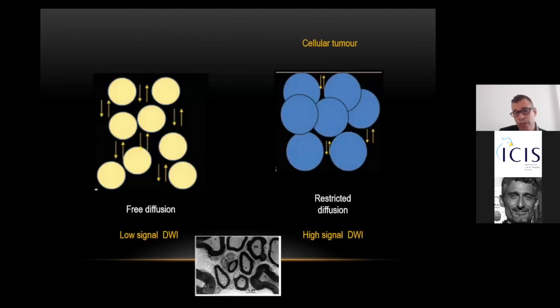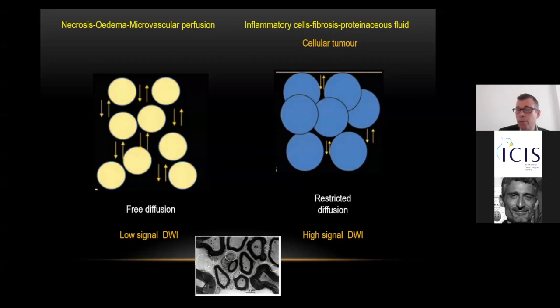So really, we're trying to demonstrate increased DWI signal in cellular tumor, basically interrogating what the cytoarchitecture is. And it therefore aids the demonstration of squamous cell carcinoma within the head and neck as high signal. But there's a number of other substrates which will result in increased DWI signal within the head and neck, for instance, inflammatory cells, fibrosis, and proteinaceous fluid.